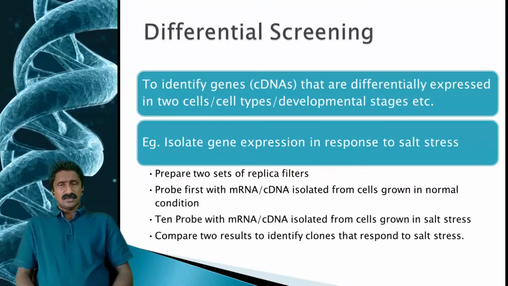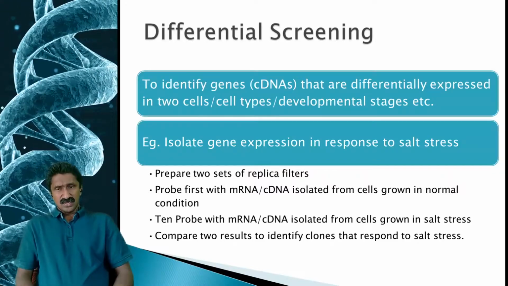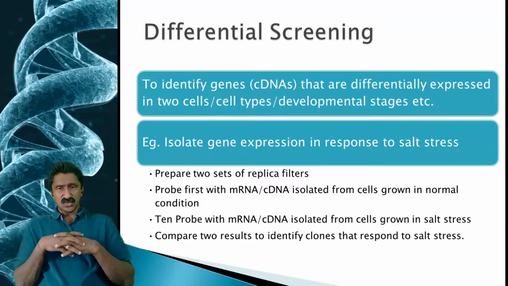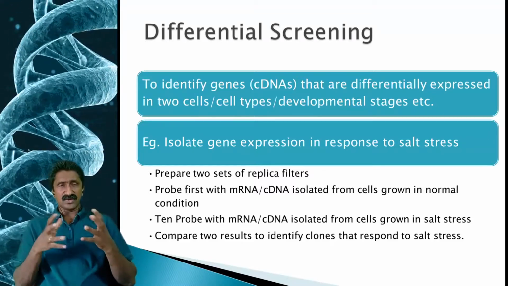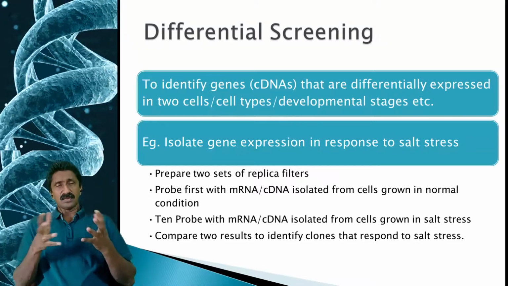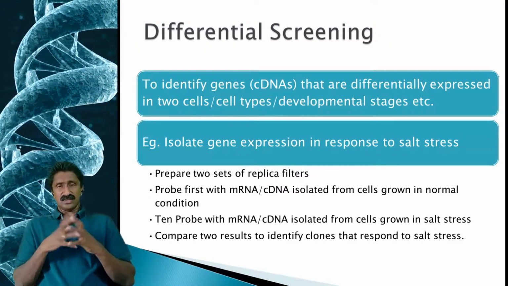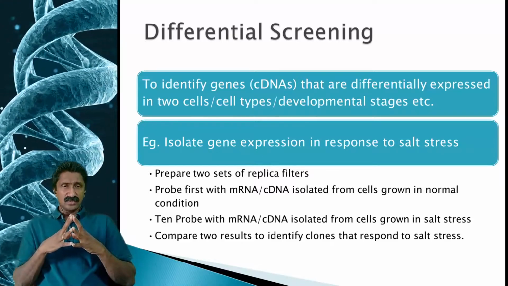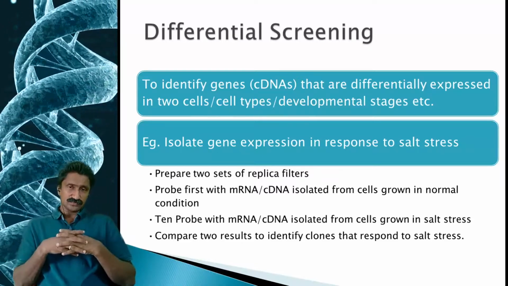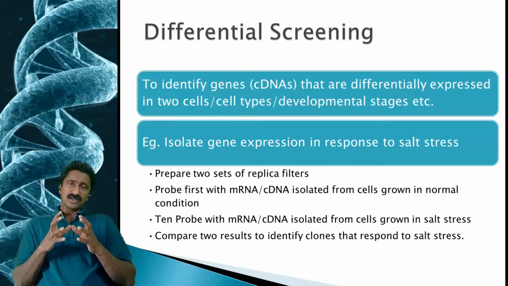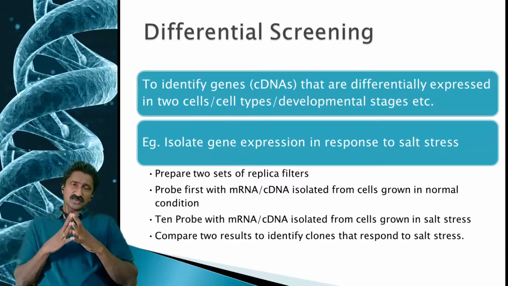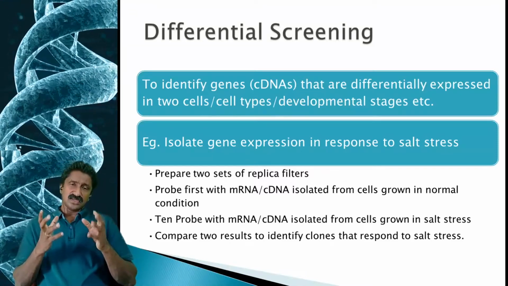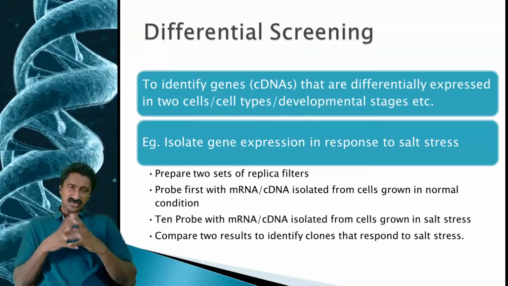Now there are differential screening based methods, which you can use to identify cDNAs that are differentially expressed in two cells or cell types, or at different developmental stages, etc. So differential screening is required if you compare gene expression. Example: isolate gene expression in response to salt stress. So your target is to isolate genes expressed in response to salt stress.